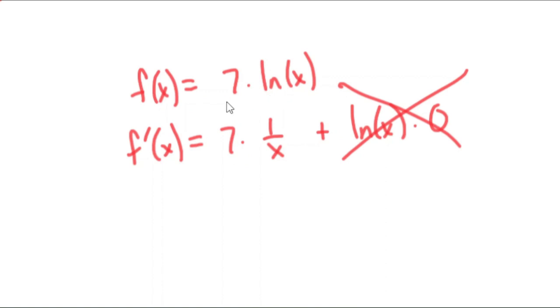I mean, you could do the product rule. You could do the first times the derivative of the second, which is right here, plus the second times the derivative of the first, but the derivative of that constant is always going to be 0. So that second part's always going to go away. And so you're just going to get 7 times 1 over x, or 7 over x. So what we're doing here with the product rule does not contradict what we did before. The derivative of a constant times a function just ends up being the constant times the derivative of the function.